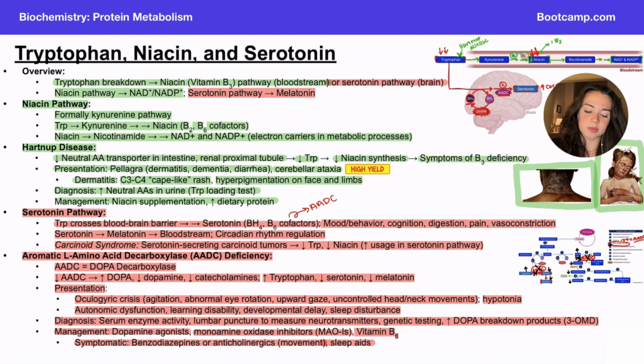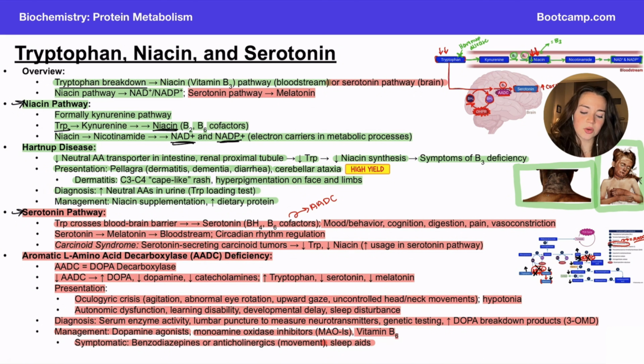So let's wrap this up. We've been talking about tryptophan breakdown, and there were two major breakdown pathways for tryptophan. There was the niacin pathway and the serotonin pathway. In the niacin pathway, tryptophan got broken down into eventually niacin, and then way down the line, at the end of the line, could be broken down into NAD+ and NADP+, which are electron carriers.